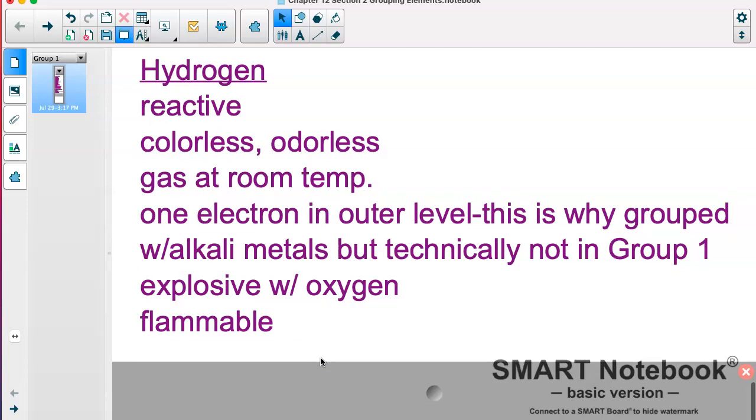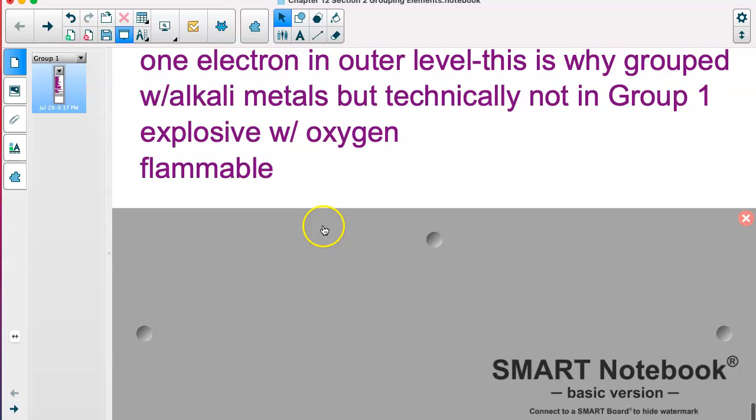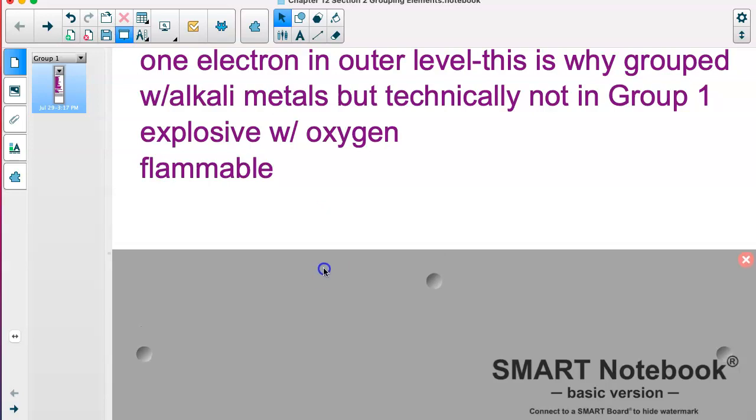Now we know hydrogen is flammable. If you guys remember reading the story about the Hindenburg, I think you read that as 7th graders in lit class. That's a great example of how dangerous some of these reactive gases are, and it is explosive with oxygen. So it's very reactive. So it's placed over there.